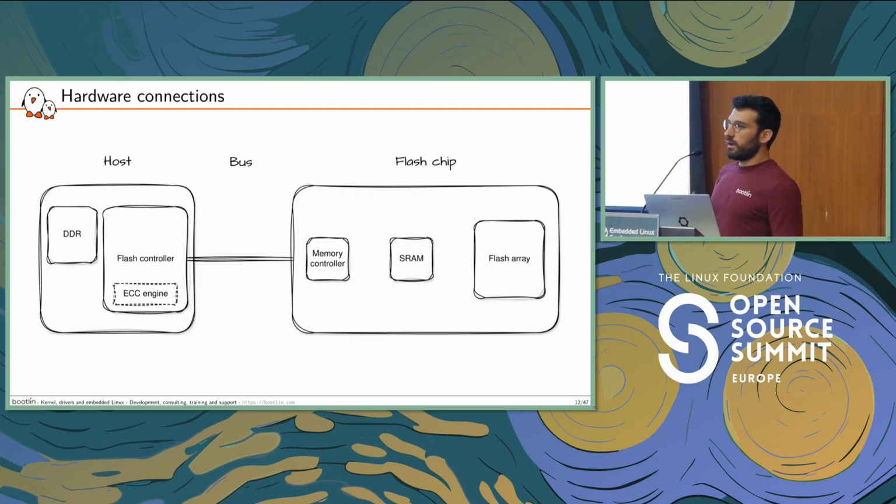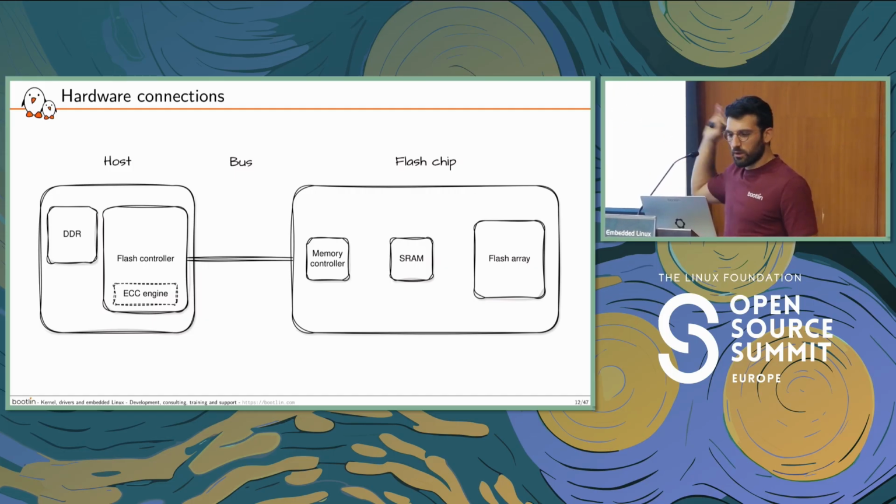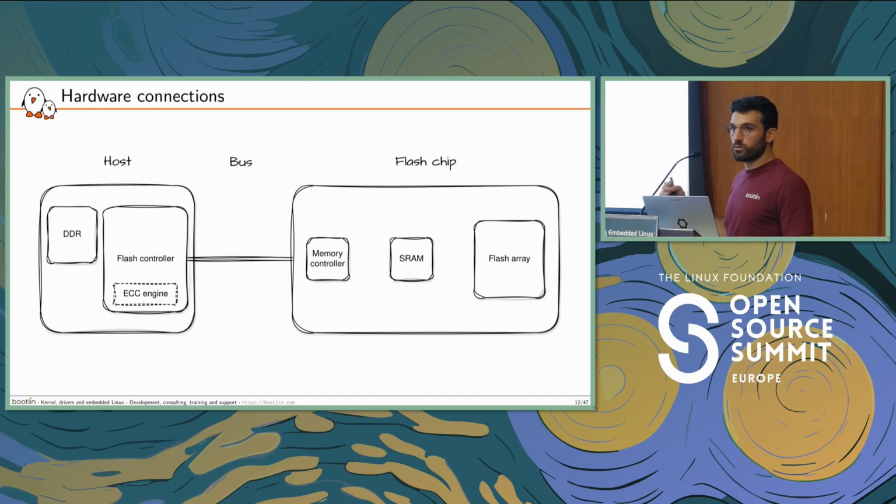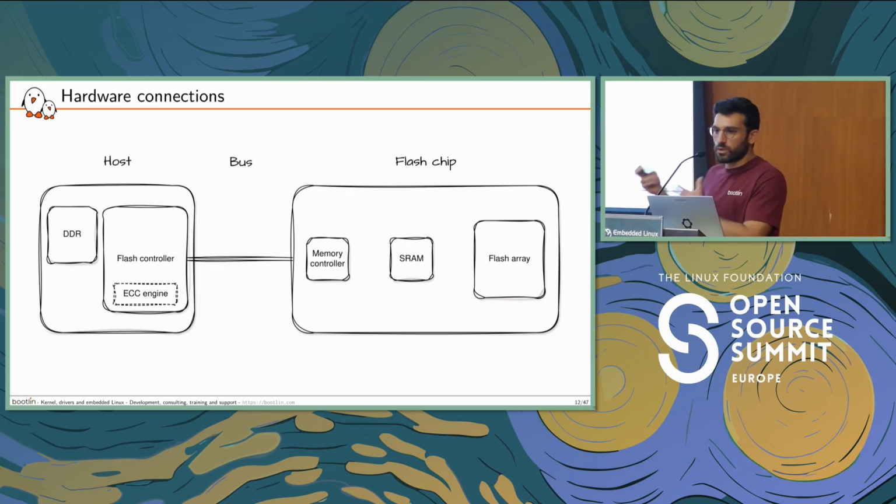So here is a flash chip connected to a host. On the host, you'll have a flash controller, whatever that is. It can be a parallel controller, it can be a SPI controller. On the flash, you would have a memory controller that processes the commands, some kind of cache, a volatile memory, where you would write the data that gets out of the flash array, which is the third square. Of course, the third square stores the data in a non-volatile manner.